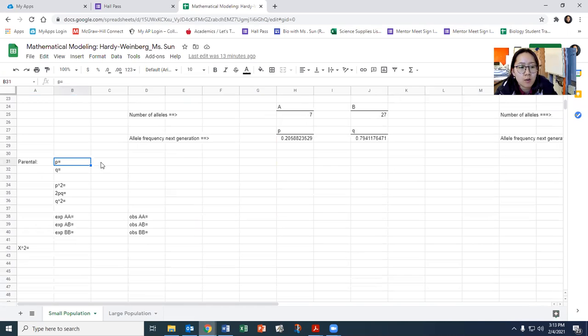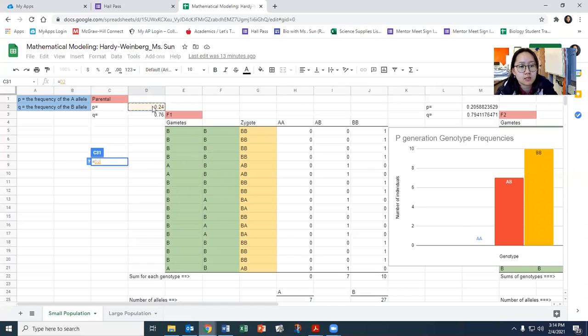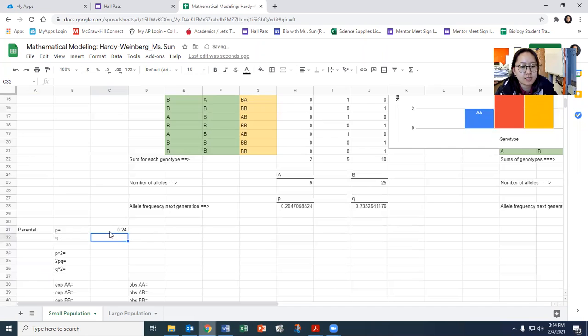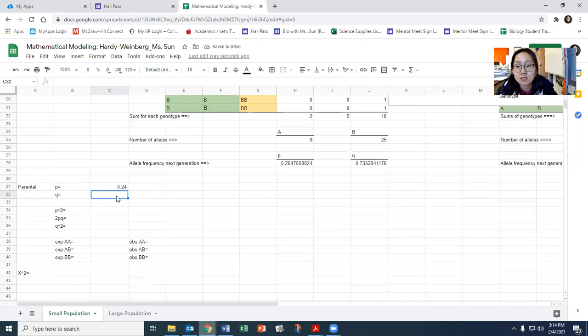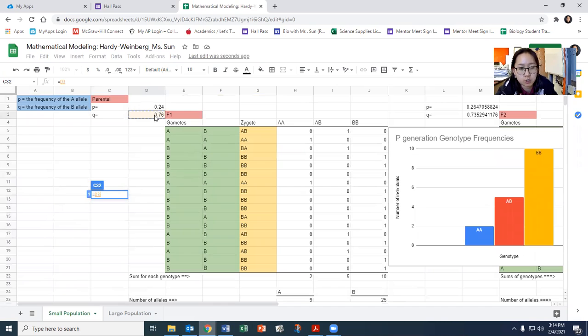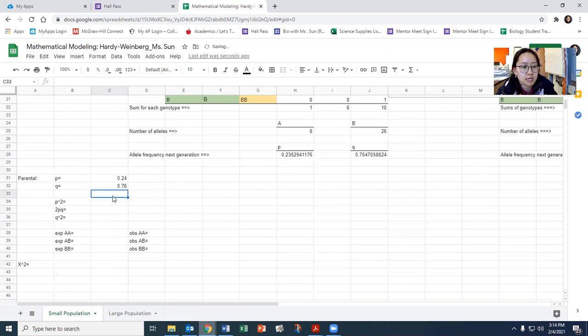In order to do that, we're going to label parental, and write the equals and then click on that box, copy that data down and bring it down to here so that we don't have to continue scrolling up and down because we're lazy. And we have the ability to be lazy because we worked hard earlier. So we're just copying those data down, and let's do our p squared, 2pq, and q squared right here.